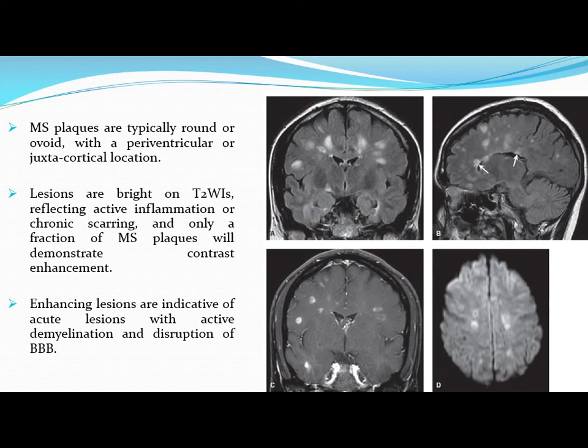MS plaques are typically round or ovoid with periventricular or juxtacortical location. Lesions are bright on T2-weighted images, reflecting active inflammation or chronic scarring, and only a fraction of MS plaques will demonstrate contrast enhancement. Coronal contrast T1 shows contrast enhancement, and there are periventricular lesions on FLAIR sagittal sections. Enhancing lesions are indicative of acute lesions with active demyelination and disruption of the blood-brain barrier.